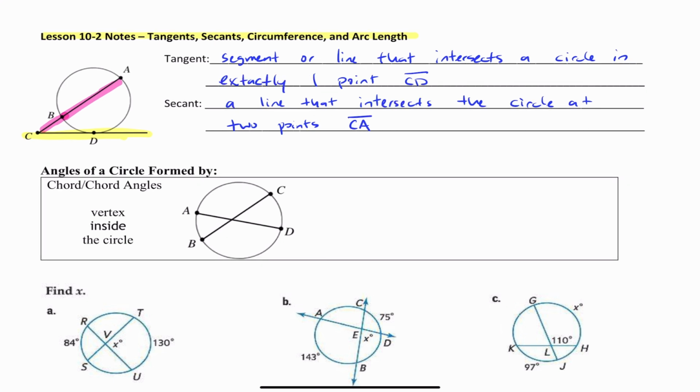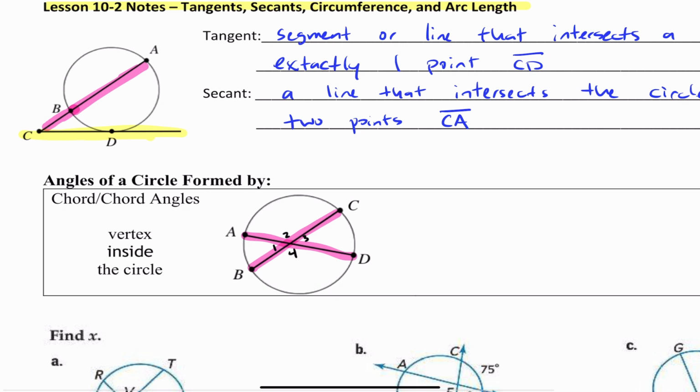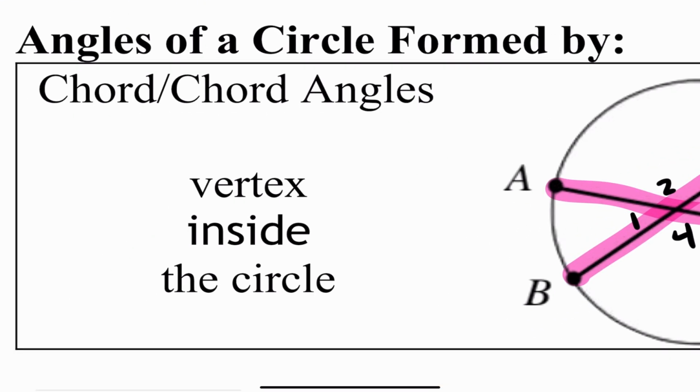All right, so now what we're going to do as we're going through the notes, we're going to look at angles of a circle formed by certain things. So the first thing that we're dealing with here are chord angles. So here are my two chords, and you can see that we have 1, 2, 3, 4 angles. Now, before I delve into that, we're going to go ahead and look at this word here, vertex. That's going to play a key role as we go through the notes today.